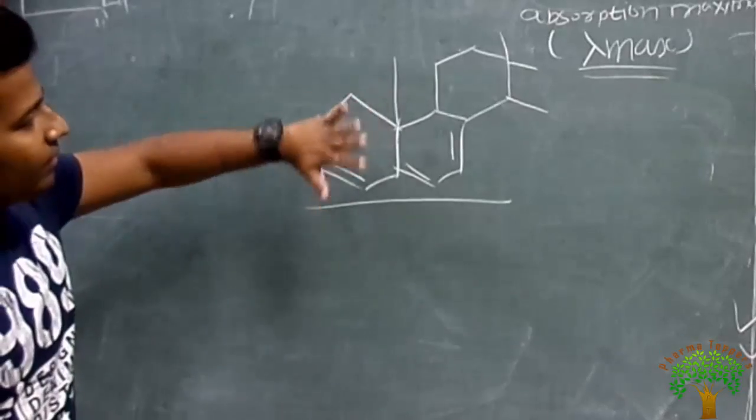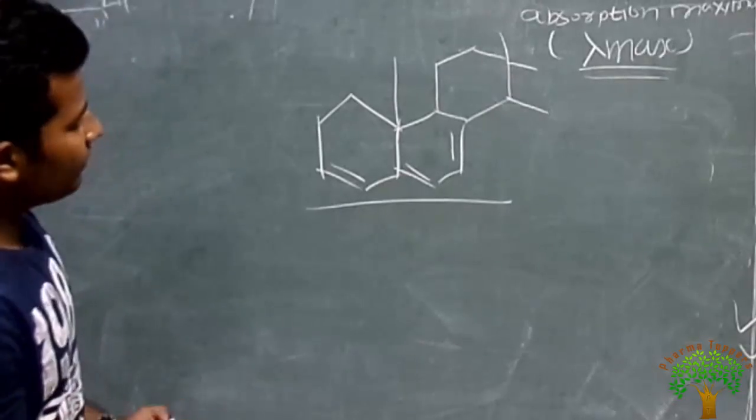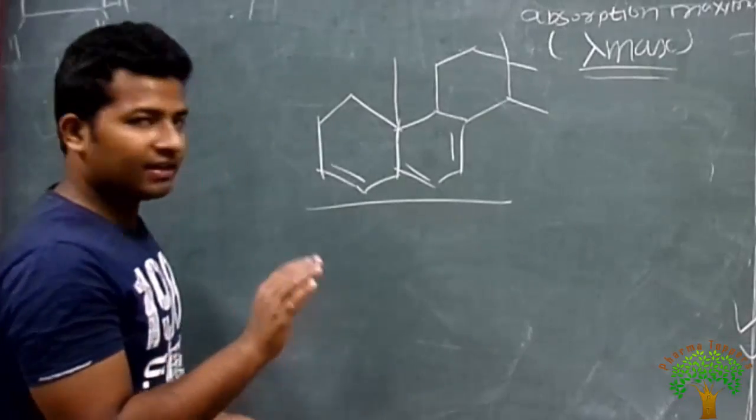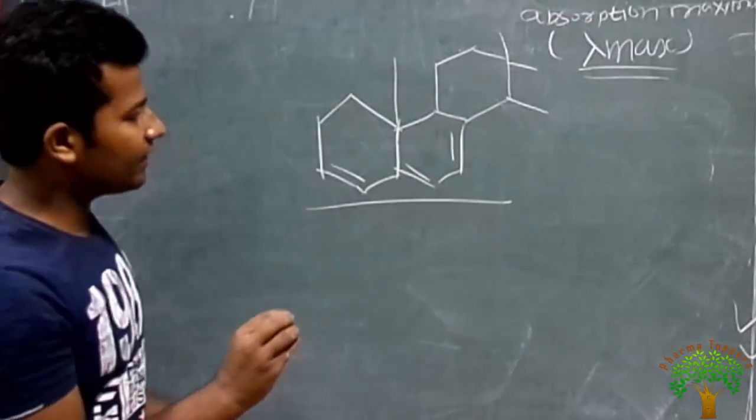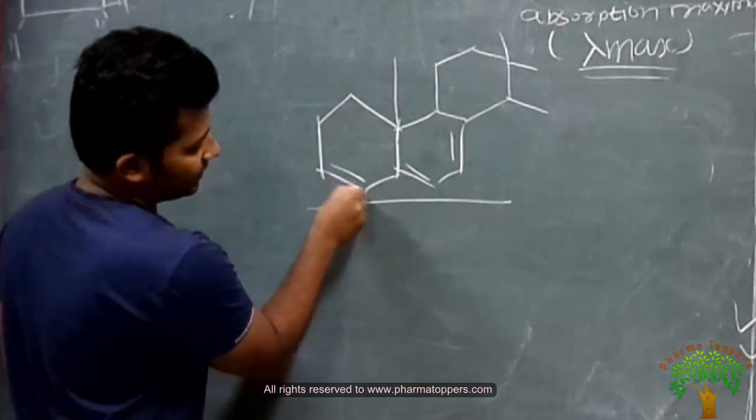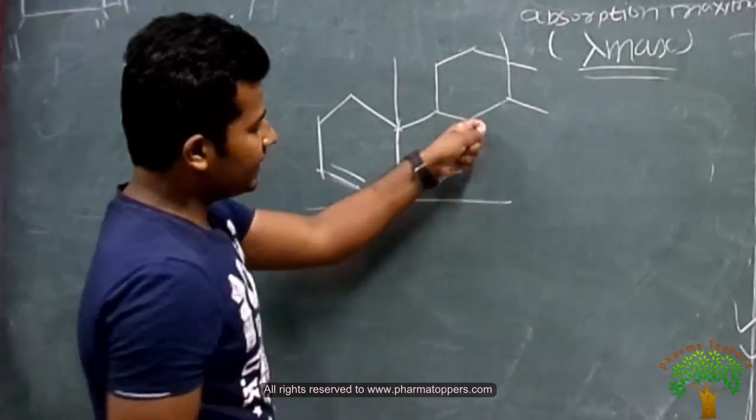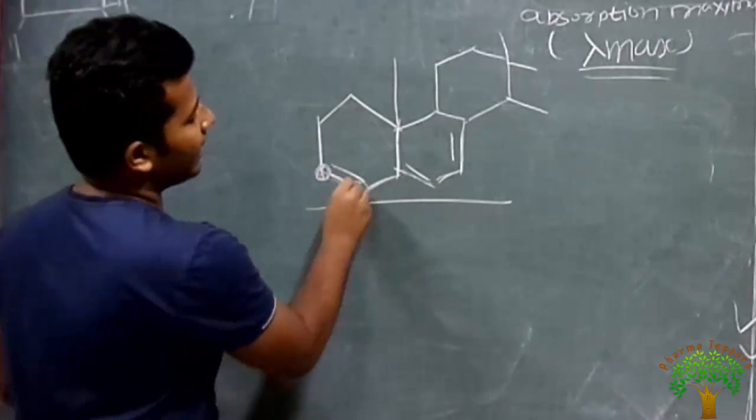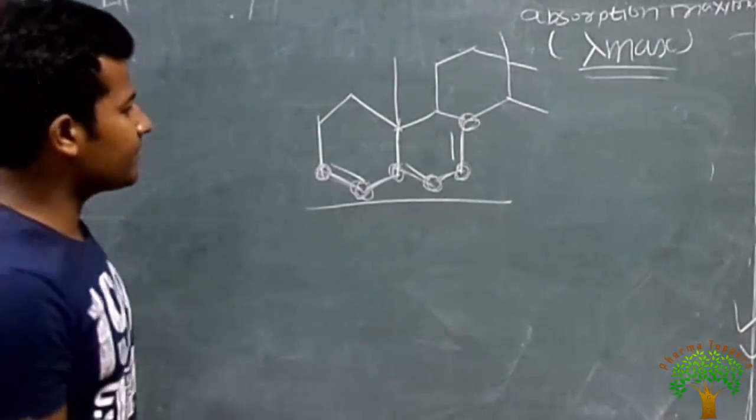Calculate the Woodward Fieser for this very complex structure. Don't fear, this is a very big structure but not difficult if you solve it by applying the various rules of the Woodward Fieser rule. Our first rule: assigning the star to those carbons which are in the conjugation. See this: double bond, single bond, double bond, single bond, double bond. These 6 carbons are in conjugation with each other. Put the star on those carbons. Okay, our first step is completed.